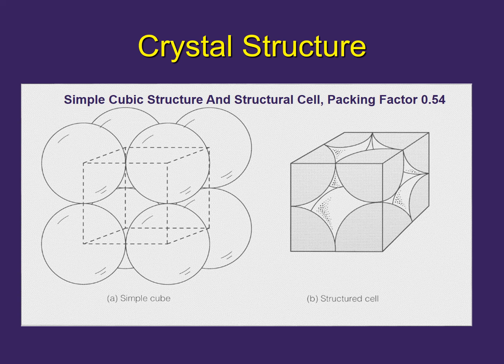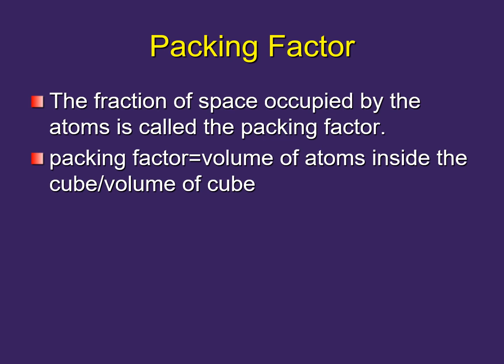Crystal structure is usually seen in metals and ionic solids. The simplest arrangement is a cube-like structure with a packing factor of 0.54. We get figure B by stacking structural cells one on top of the other. Atoms will not occupy all the space of the structural unit. Packing factor is the fraction of space occupied by the atoms, and it is measured as the volume of atoms inside the cube over the volume of the cube. It results because each sphere occupies only an eighth of its volume in the structural cell, and there are 8 segments of sphere, just like in the previous figure.